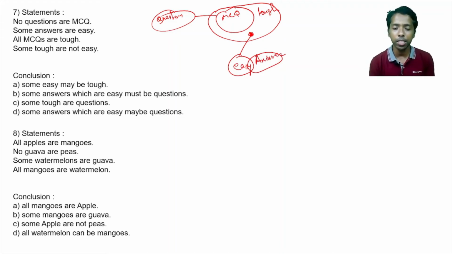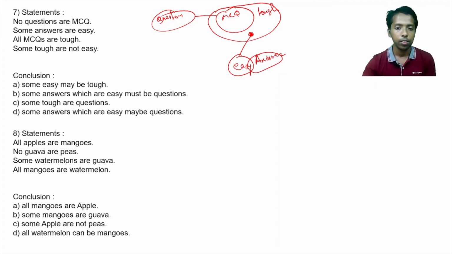See, in the question, context-wise you may feel some difficulty with "some tough are not easy." What kind of understanding is this? Keep in mind that this is a syllogism question. Don't get into English kind of understanding or context-wise understanding of what it should be. Just follow the mathematical approach, in the reasoning sense.